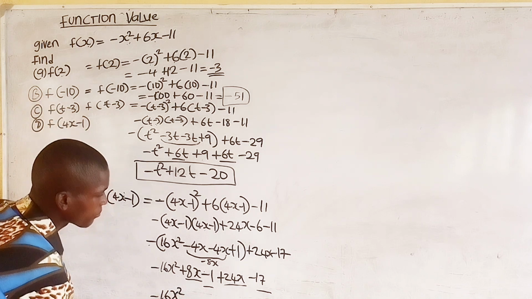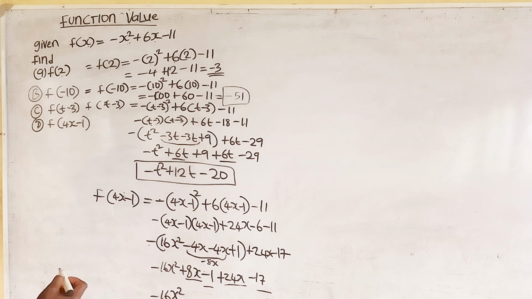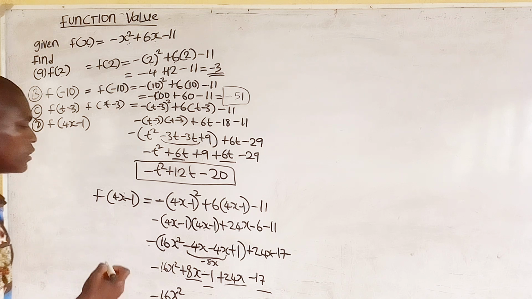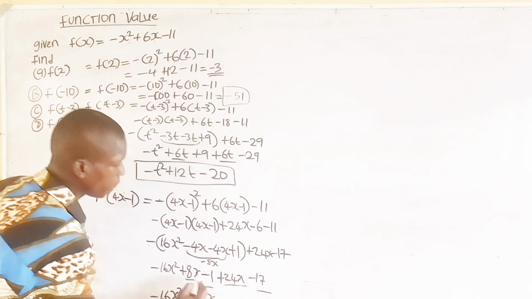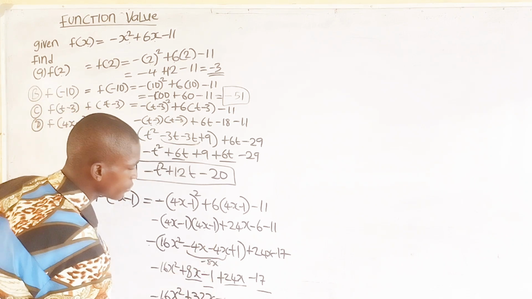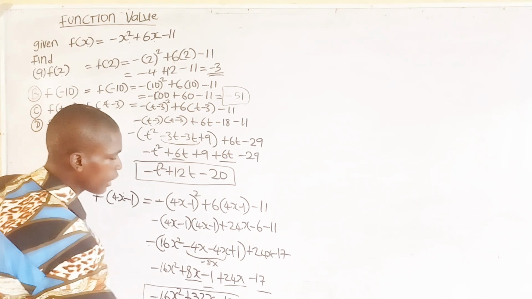16x squared. 8x plus 24x will give you what? 32x plus 32x. Minus 1 minus 17 will give you minus 18. And this is our last answer.